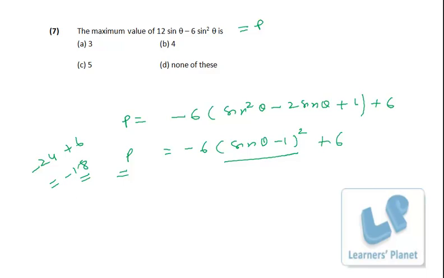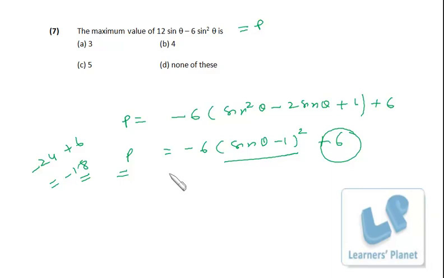Now the other extreme is when sine theta is equal to 1. So if sine theta is equal to 1, then 1 minus 1 whole square is 0. This entire quantity will be 0, and we will get the value as 6. So this is the maximum value that can be achieved from this expression, right? So this is the minimum value and that is the maximum value.